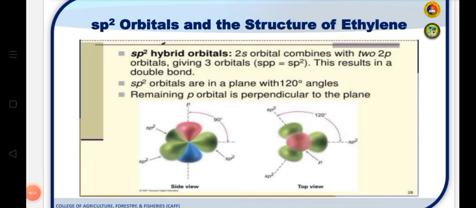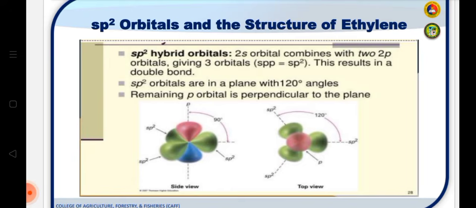Okay, so in here, sp2 hybrid orbitals, we have 2s orbital combines with 2p orbitals, giving 3 orbitals or sp2. So this results in a double bond. So sp2 orbitals are in a plane with 120 degree angles. So the remaining p orbital is perpendicular to the plane. So this is the sp2 orbitals and the structure of ethylene na C2H4.